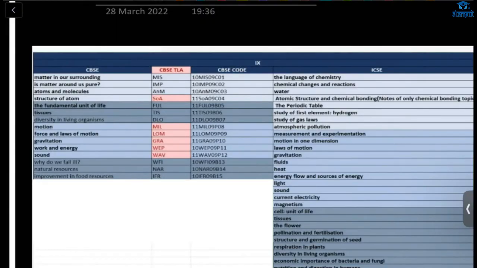First chapter, the fundamental unit of life. So what do we have in this chapter? It is about the cell, the structure of the cell and the various components of the cell. Our earth has different kinds of organisms, and these organisms are made up of cells. The basic unit is the cell.